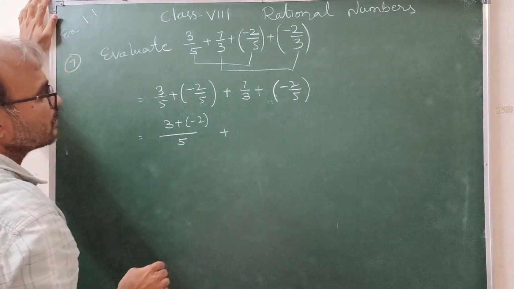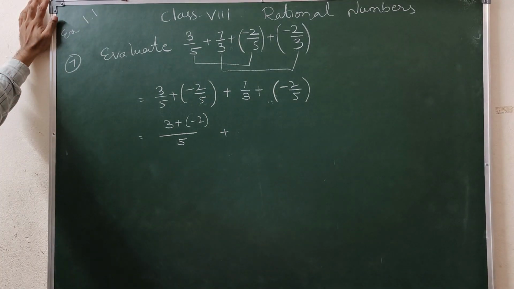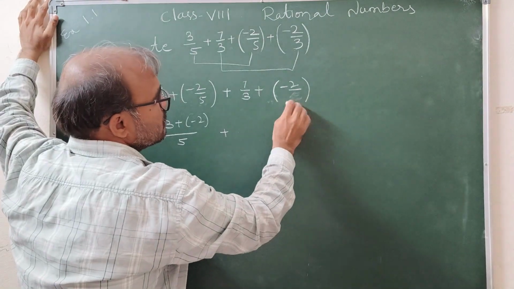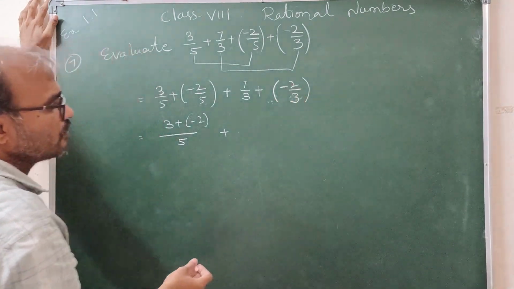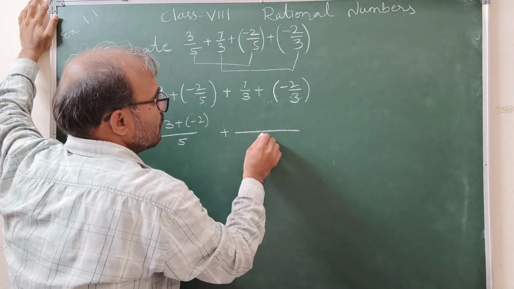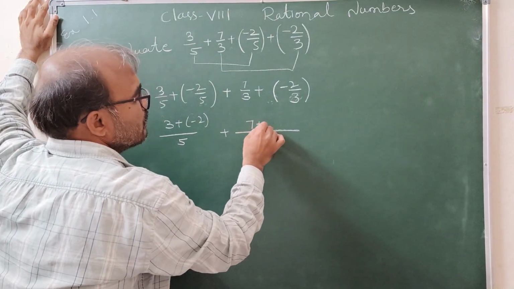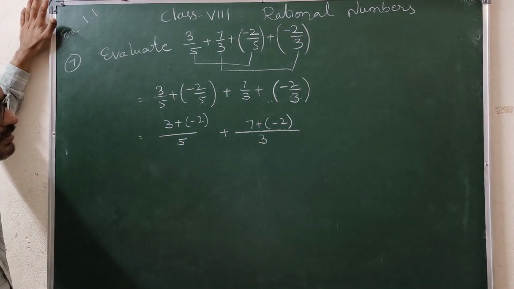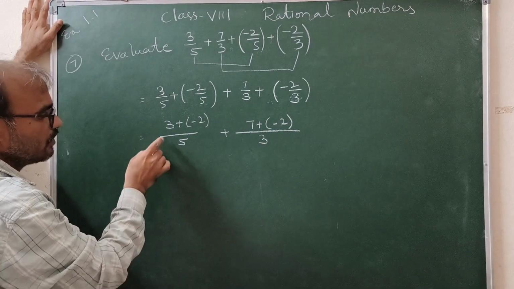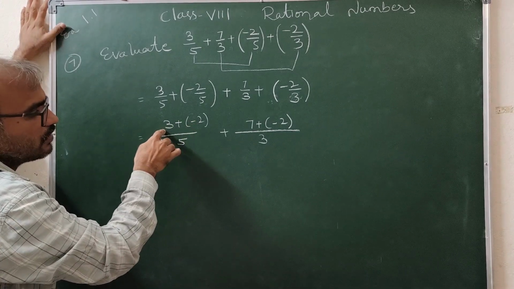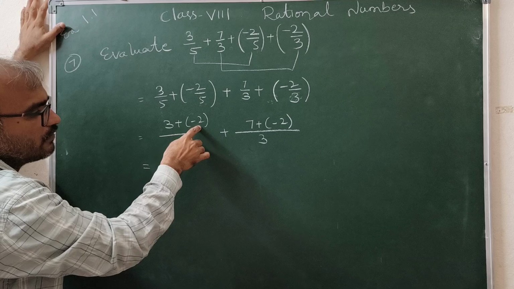Simplify 7 by 3 plus minus 2 by 3. Here the denominator is 3. This is 7, this is minus 2. We discussed this already. You have 3 rupees, you have a borrow of 2 rupees. You have 3 rupees with you, and here you have a borrow of 2 rupees.